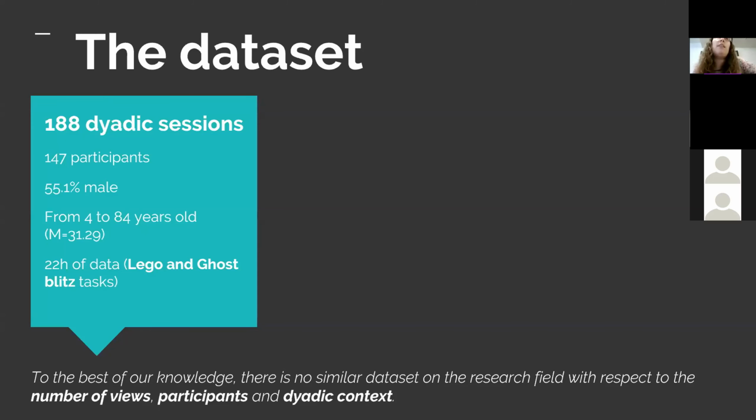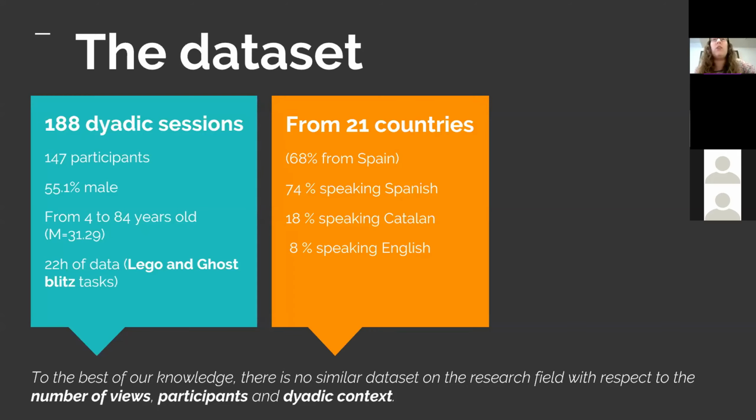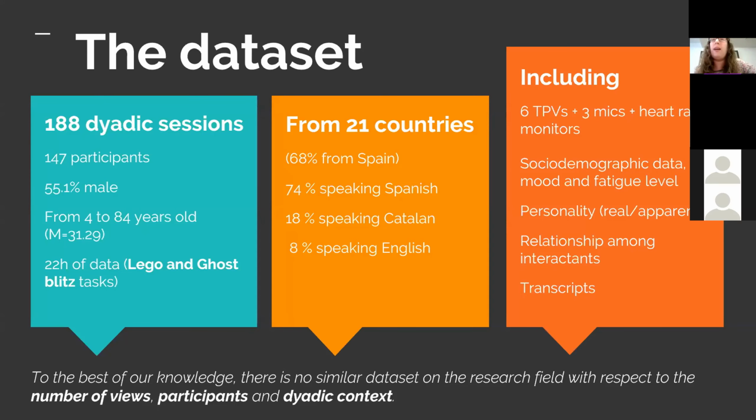The dataset consists of 147 participants, which were distributed in almost 190 dyadic sessions. We have variability in terms of gender, age, and also country of origin and spoken language. Actually, this dataset is a part of a bigger dataset, which includes audiovisual recordings from 6 third-person view cameras. We have the heart rate as well, profiling data from the participants before and after each session, the relationship among interactants, whether they know each other or not, and the transcripts.